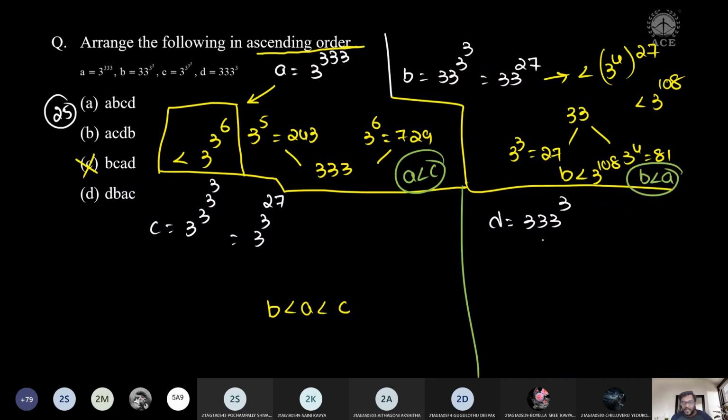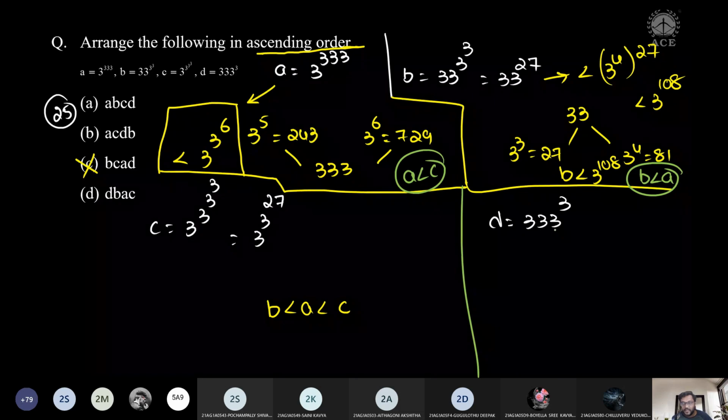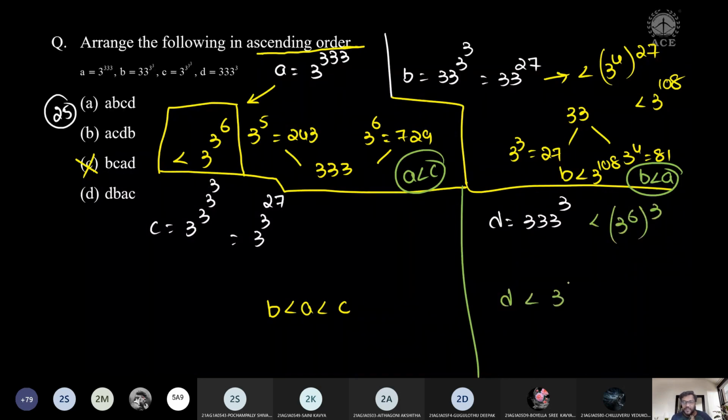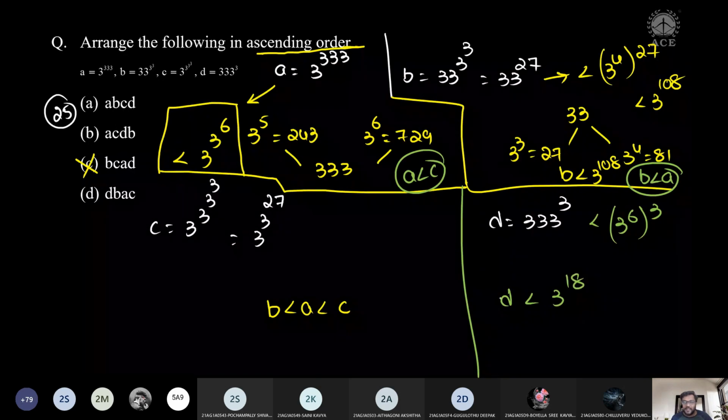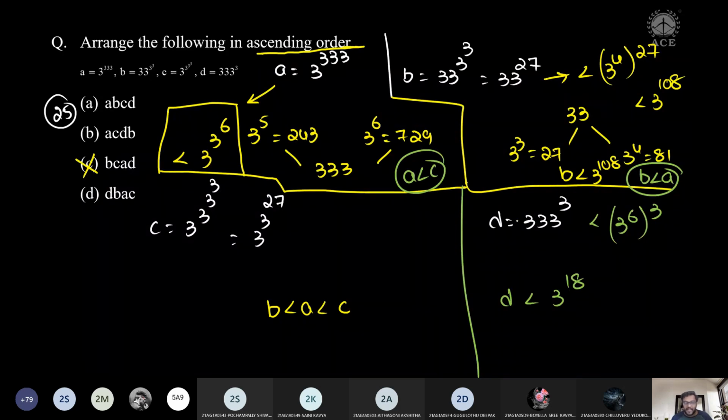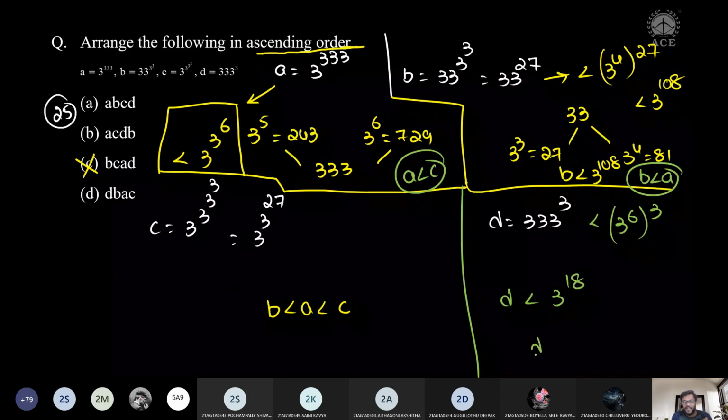333 is less than 3 power 6 whole power 3, means D is less than 3 power 18. D is less than 3 power 18. Okay, see here, this is 3 power 108, likewise this is 3 power 18. So definitely D is less than B. So this is what, my dear friends, option D. Very typical question this is.